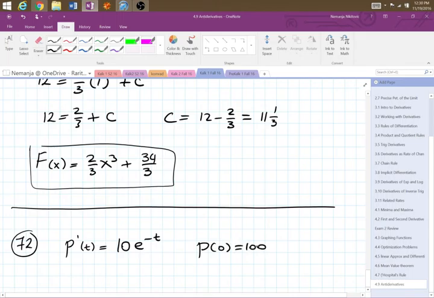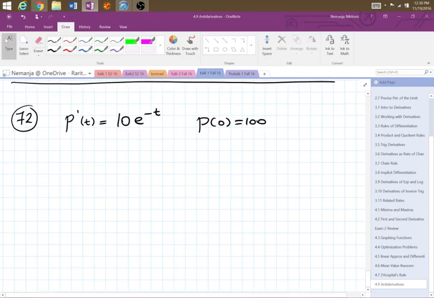So you're supposed to figure out how much is P of t with computed C values. So what do you do? You integrate, okay? And then you compute the C using the point that is provided. And the point is provided: t input is 0, and P would be 100. Let's see what you get.